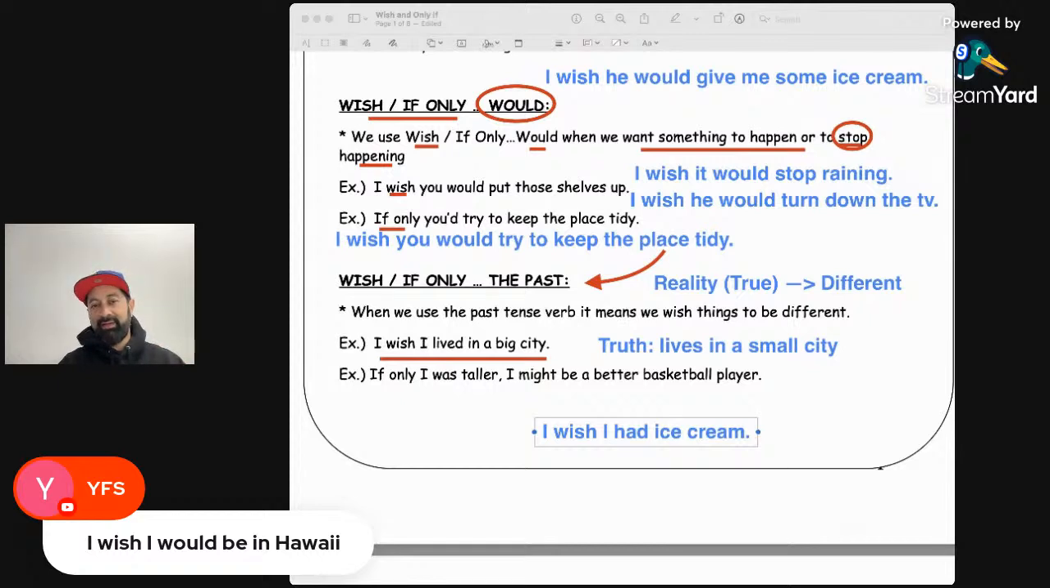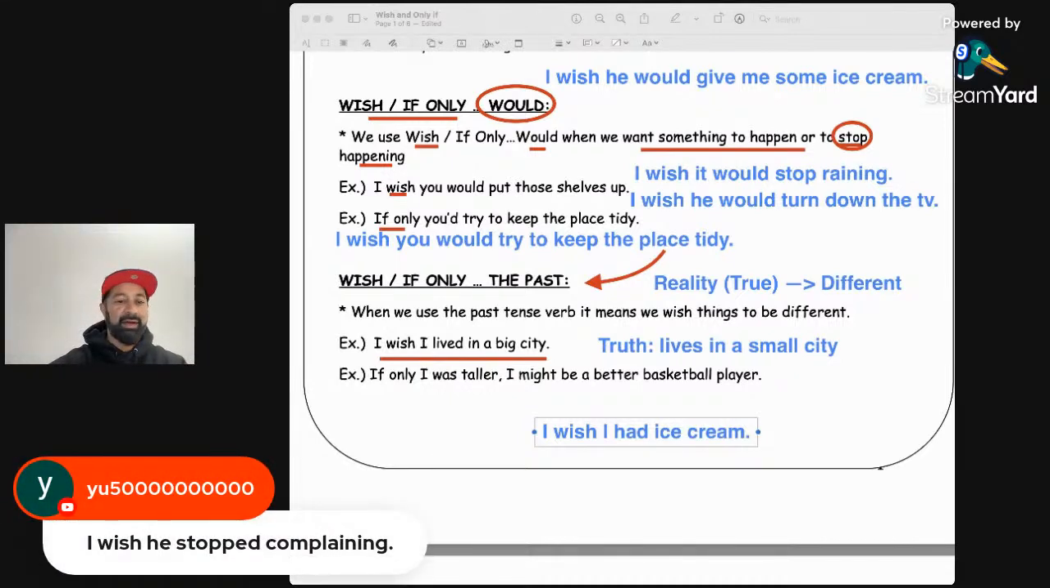Now, would is more like you want something to happen. There's more of a possibility. Maybe your friend is going to Hawaii. Maybe your father is going to Hawaii. So I wish he would take me to Hawaii. I wish I would be going to Hawaii with my friend. So a little similar. But I would think yours is the lower example. So I wish he stopped complaining. Yeah, that's okay. That's good. You wanted that to change.